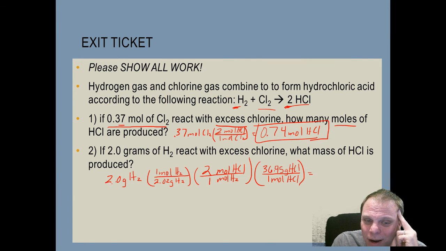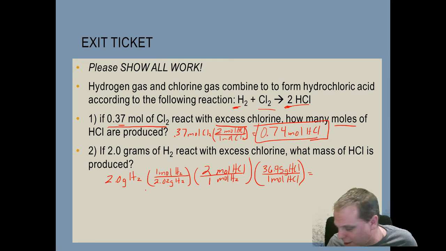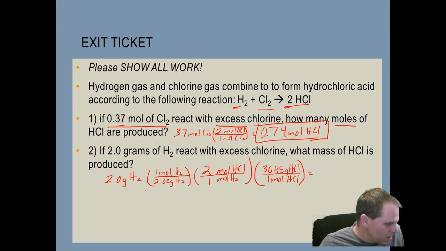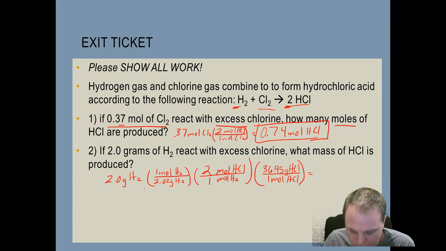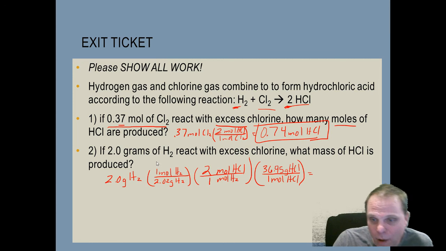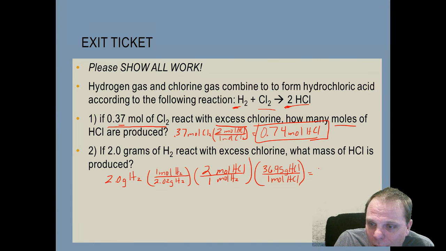So now we go through and do our work here, right? We plug it into our calculator. Oh my goodness, where'd my calculator go? All right, popping up a calculator on my computer. There it is. So 2 divided by 2.02 times 2 times 36.45 equals. And if I'm wrong, you're all laughing at me right now.